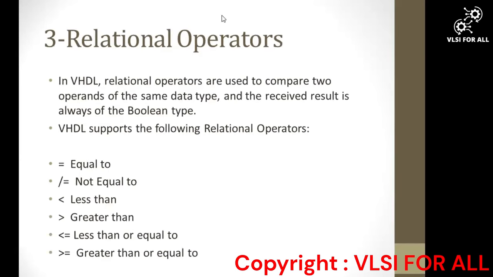Next one is relational operators. In VHDL, relational operators are used to compare two operands of the same data type, and the result is always of a Boolean type. So it is used to compare two operands, and the result may be true or false. Like when we are comparing two numbers, a equal to b, then it may be true or not true. So it will always be true or false.